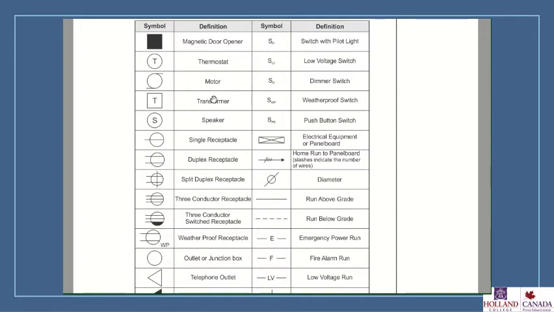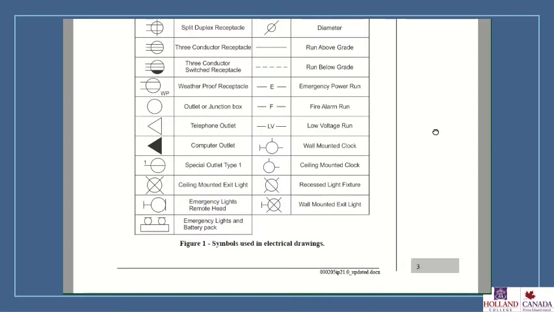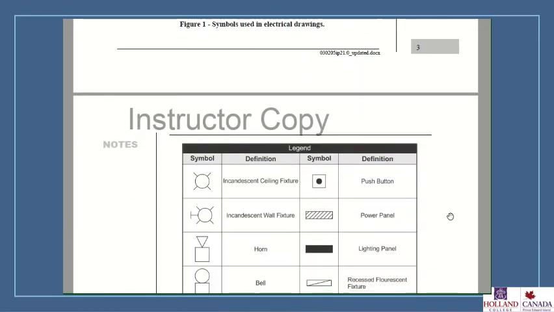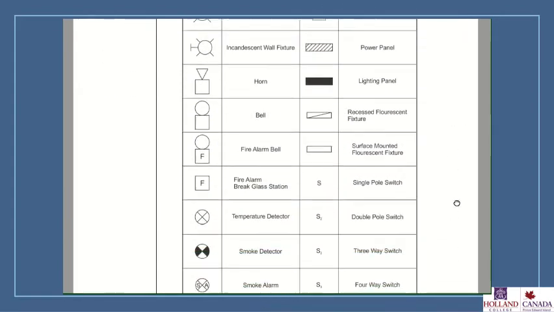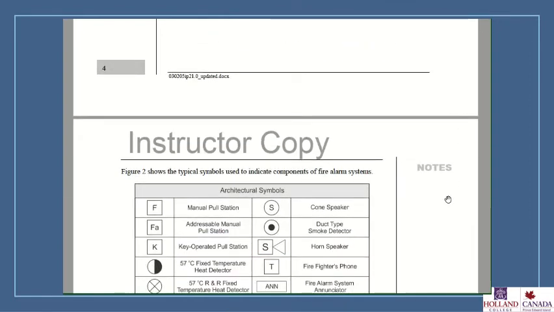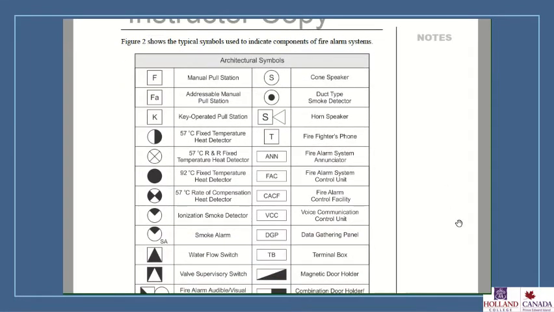So we have two columns of architectural symbols you might see on electrical floor plans. We have the symbol and the definition, symbol and definition. Figure 2 shows the typical symbols used to indicate components of fire alarm systems.